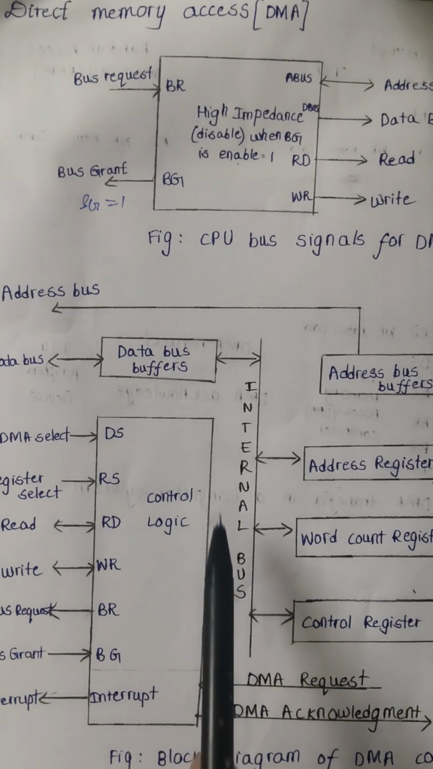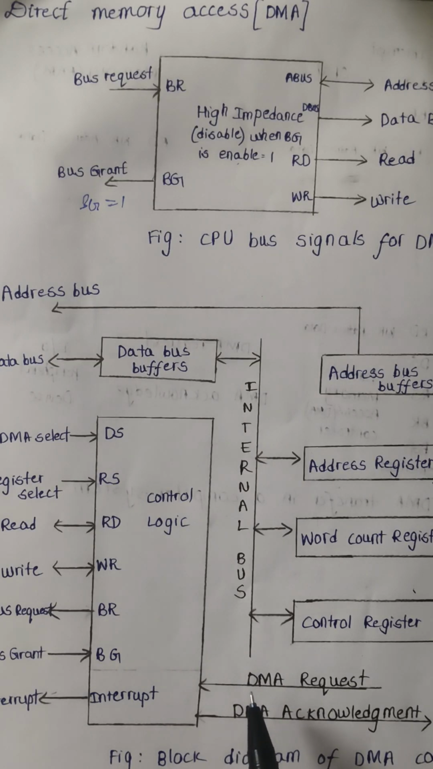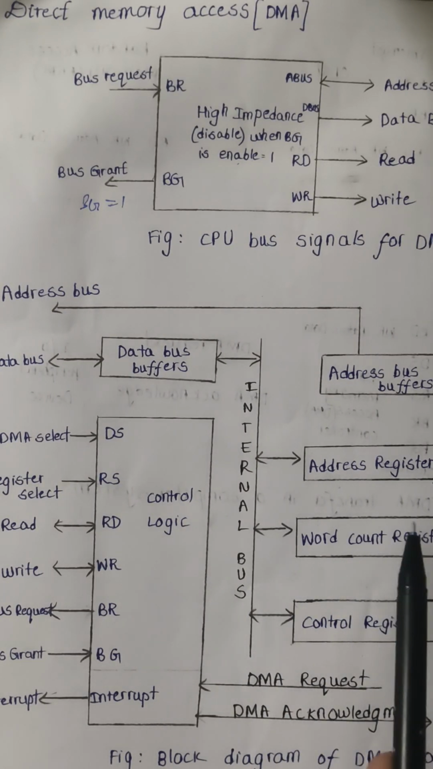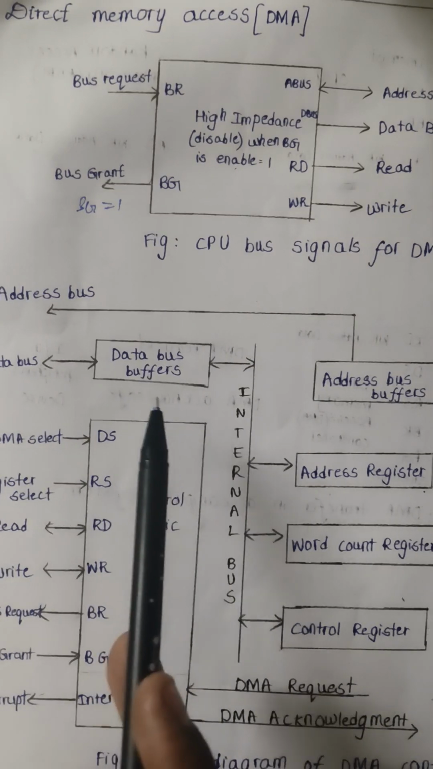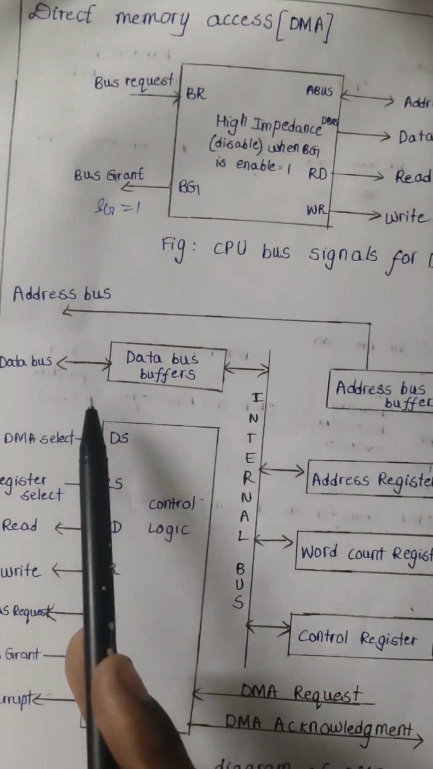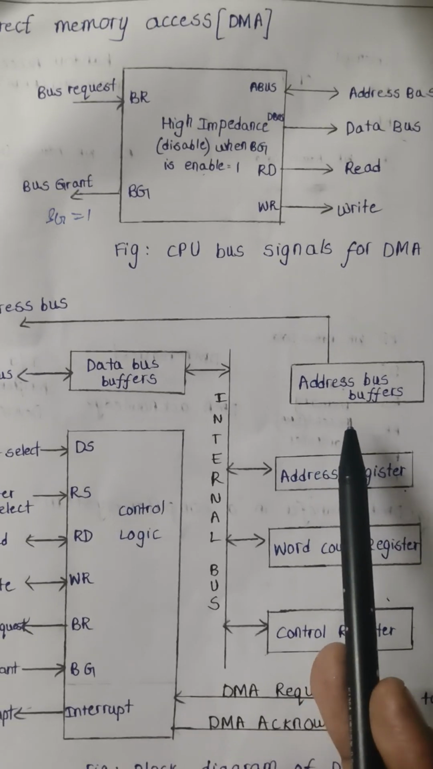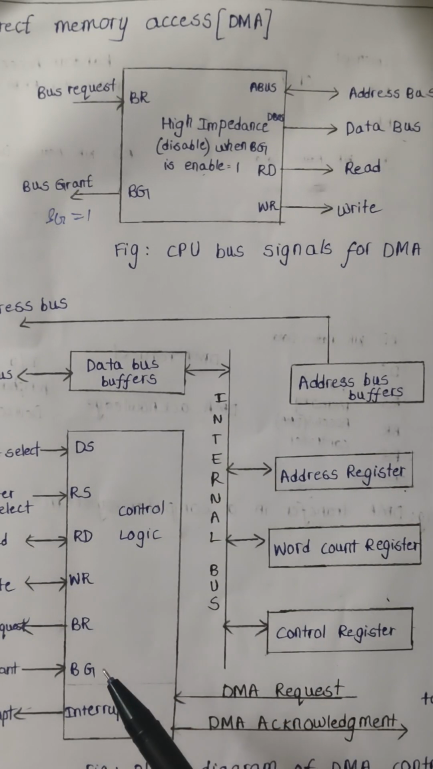And here it consists of one internal bus that is connected to the address register, word count register, control registers, to the data bus buffers to a data bus, and also address bus buffers are connected to an address bus.